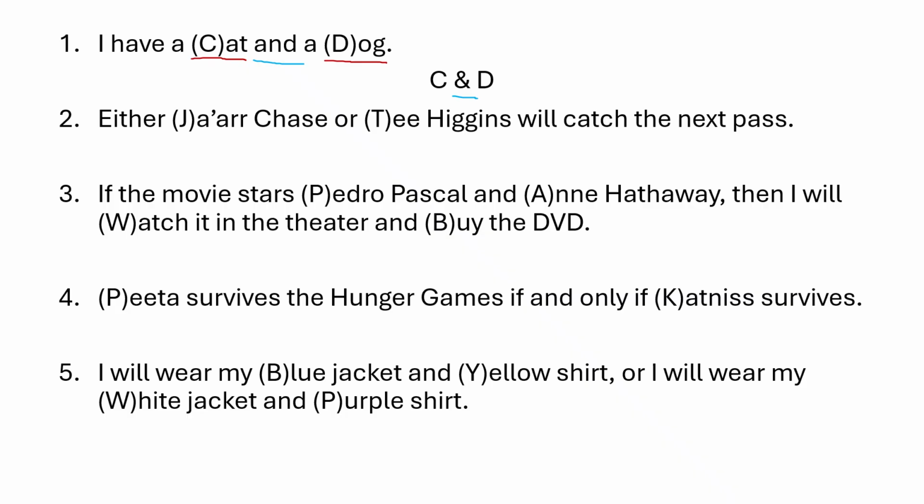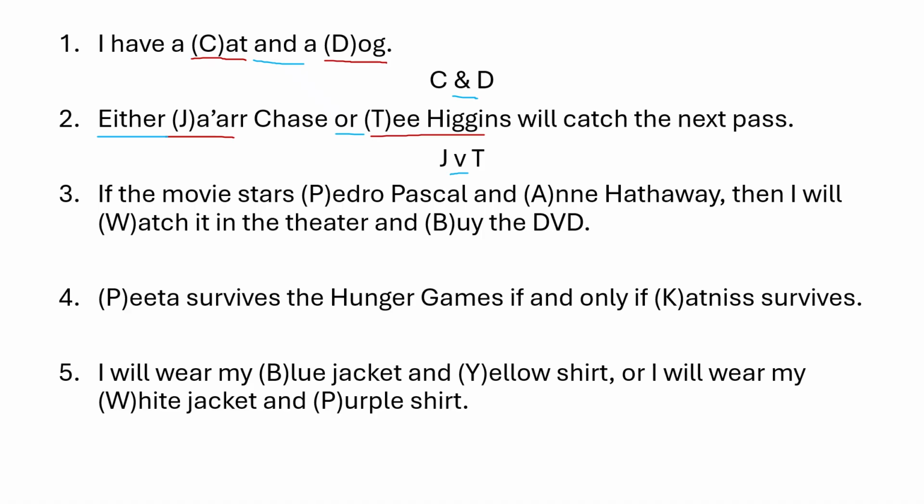Looking at the next one, we have J and T. We have J for Ja'Marr Chase and T for T. Higgins. What's our connective going to be? Well, we've got an "either or" here. So here we've got "either or," and our "either or" statements are connected with a wedge.